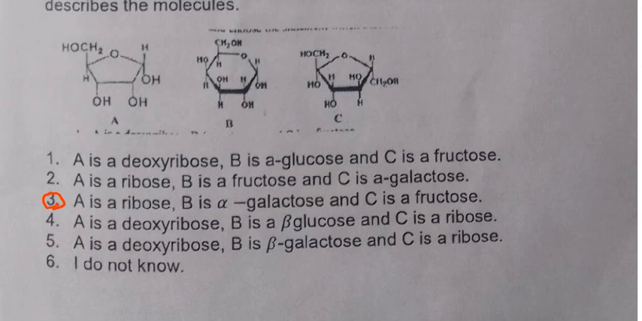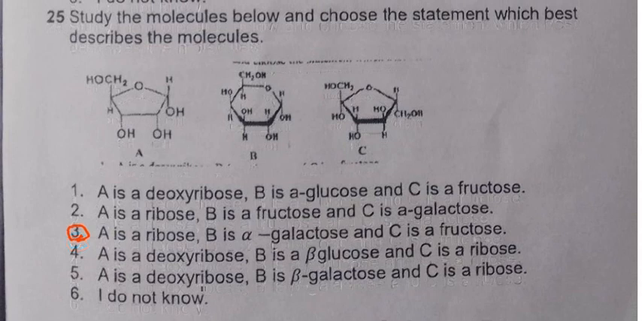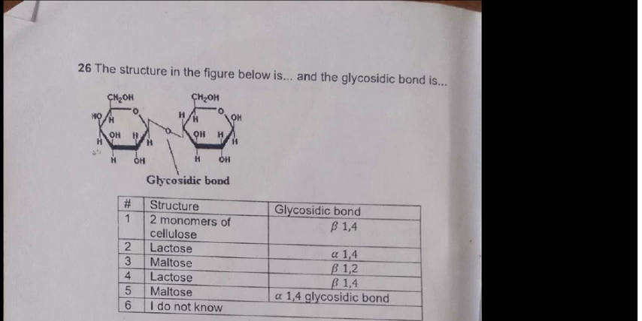Alpha galactose. So galactose has got OH here above the ring on carbon number 4, but glucose has got the OH down here. Then this one here, it's an alpha galactose because OH is down on carbon number 2. So let's go to the next question, which is question 26. The structure in the figure below is, and the glycosidic bond is.